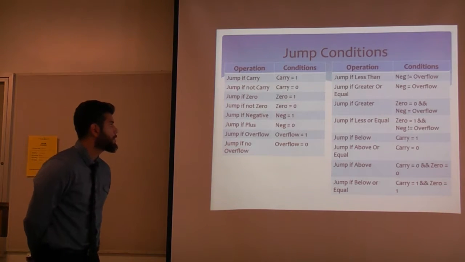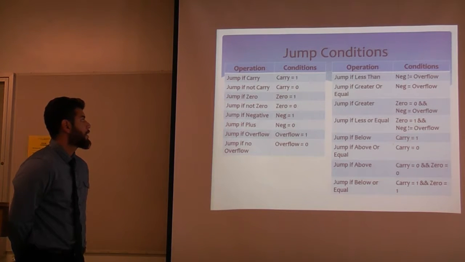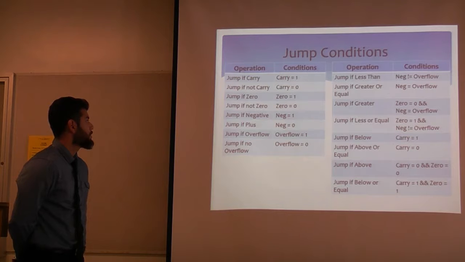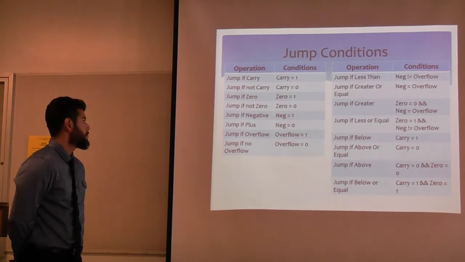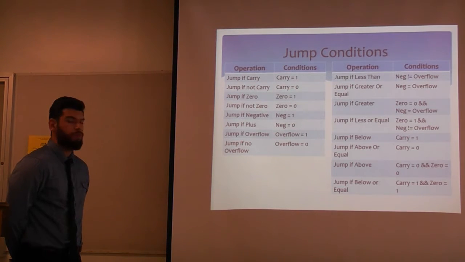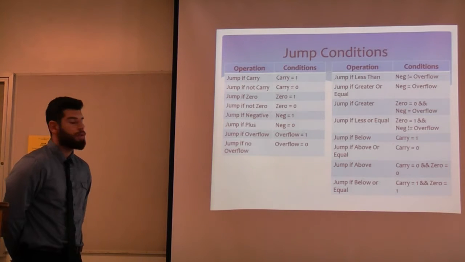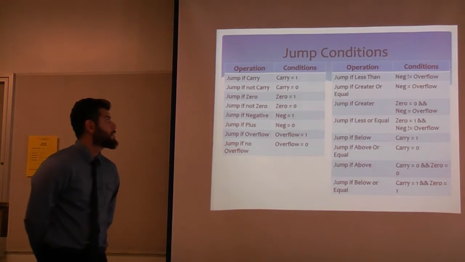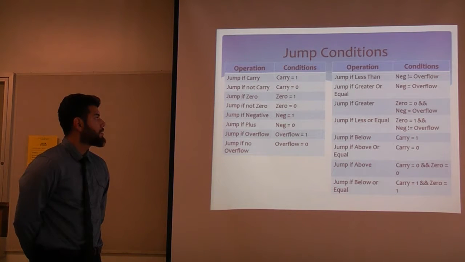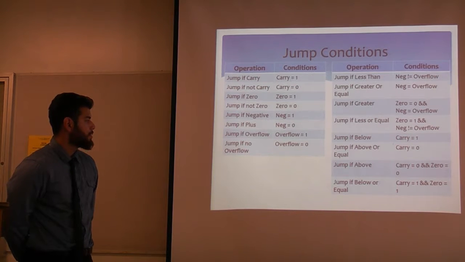So here are the jump conditions. We have jump if carry, jump if not carry, jump if 0, jump if not 0, jump if negative, jump if plus. The jump if plus is actually based on 2 flags. It's based on the negative flag, and it's based on the 0 flag. Jump if overflow, jump if not overflow, jump if less than, greater than, less than or equal, below, above or equal, and so on.